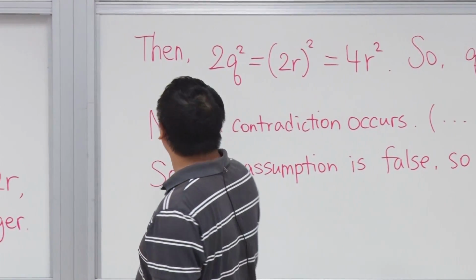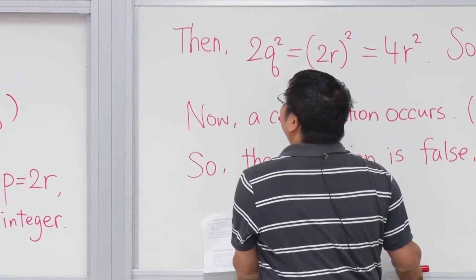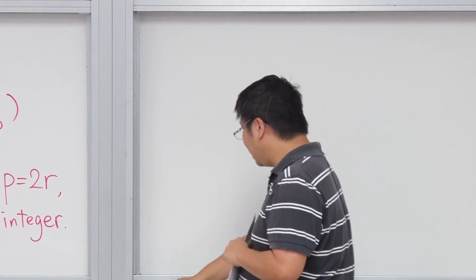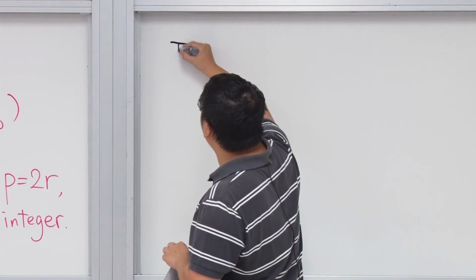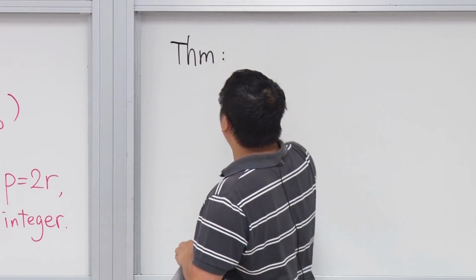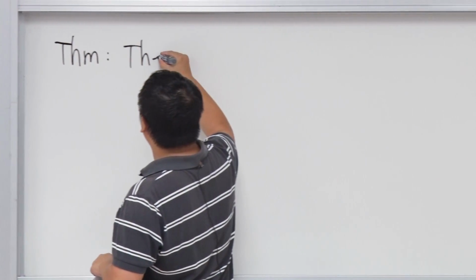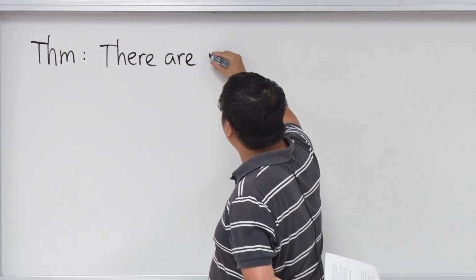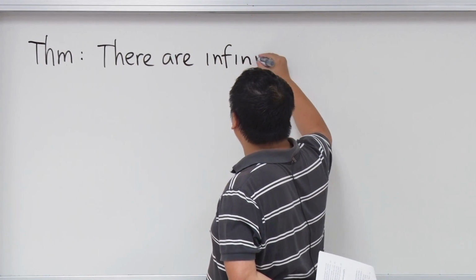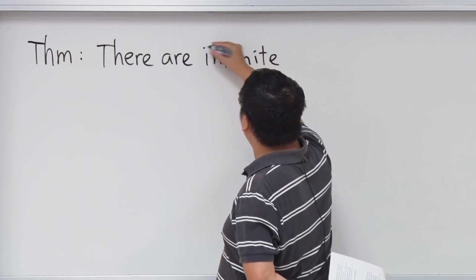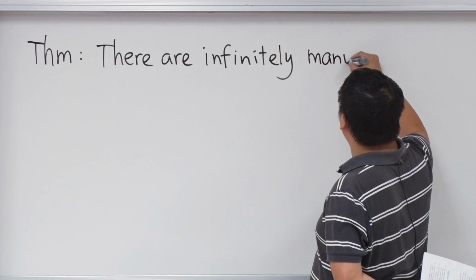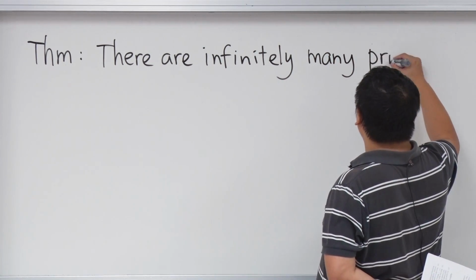Okay, let's try another one. So how about this one? Let's do another theorem. This theorem says there are infinitely many prime numbers.